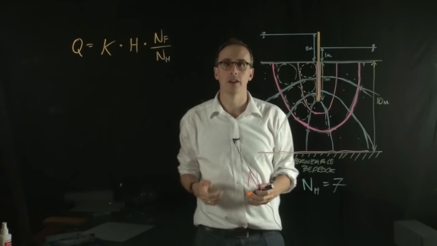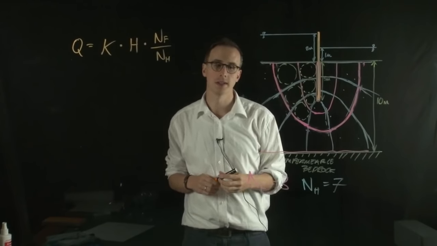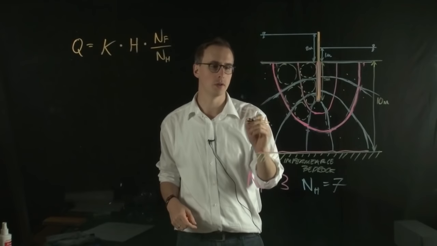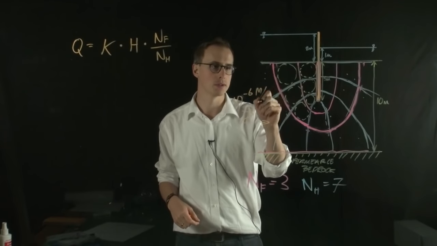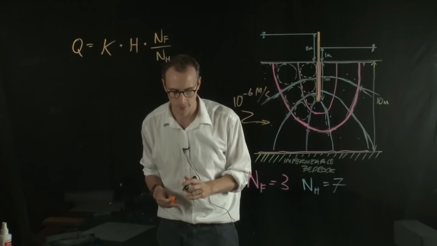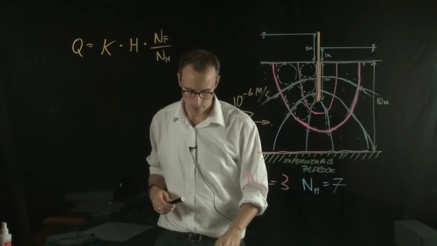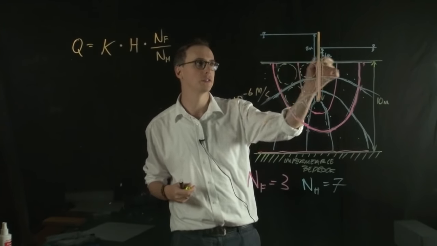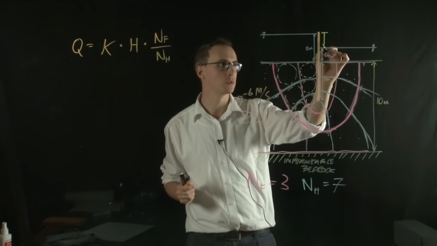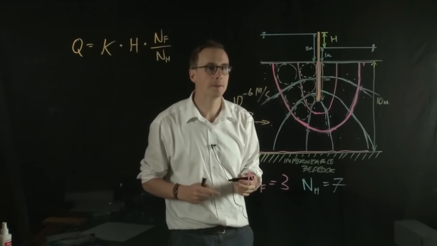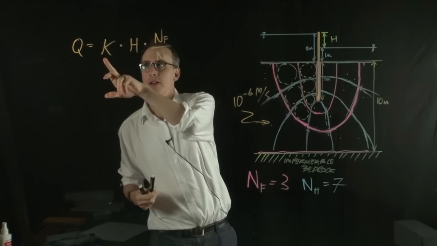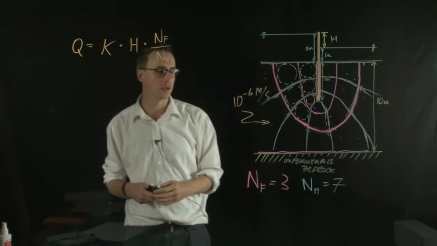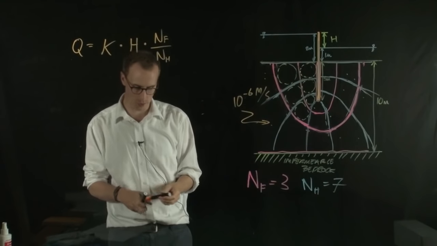Well, the permeability we can find through testing this material. So let's say we test it either in the lab or through a pump test, and it had some sort of permeability. And let's say we knew that to be 10 to the minus 6 meters per second. So we knew the permeability of this material. H is the total head drop over the system, so the total pressure difference, which is just the difference between these two heights here. So this is H. So if we know K, the permeability, we know H, the head drop, and we know through the flow net we've got an NF value and an NH value, we can work out what the flow is.